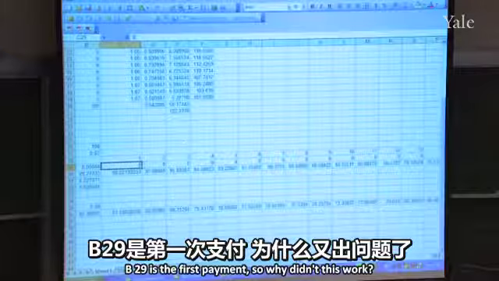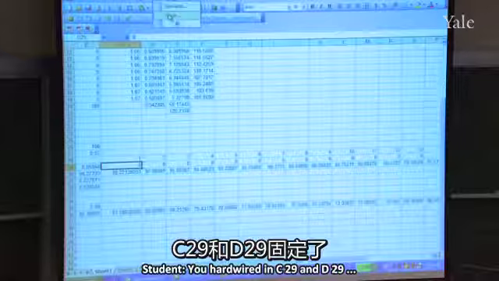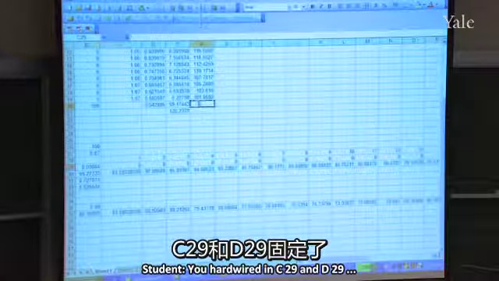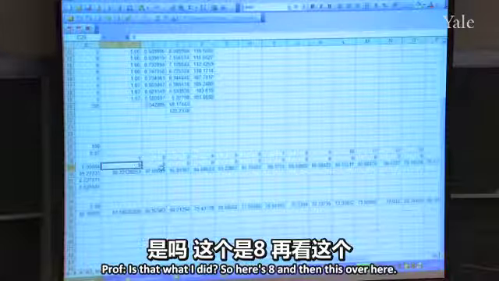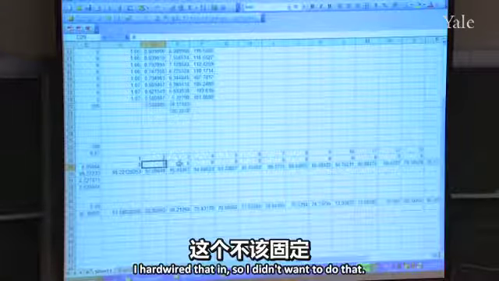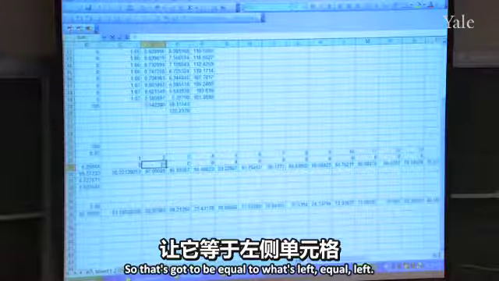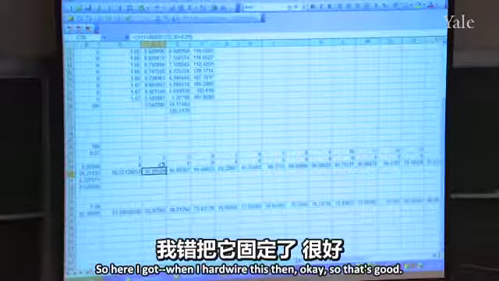B29 is the first payment, so why didn't this work? You hardwired in C29 and D29. Is that what I did? Okay, so here's 8. That's the thing. And then this, here, I hardwired that in. I didn't want to do that. So that's got to be equal to what's left. Okay, so here I'm going to hardwire this, and that's good.